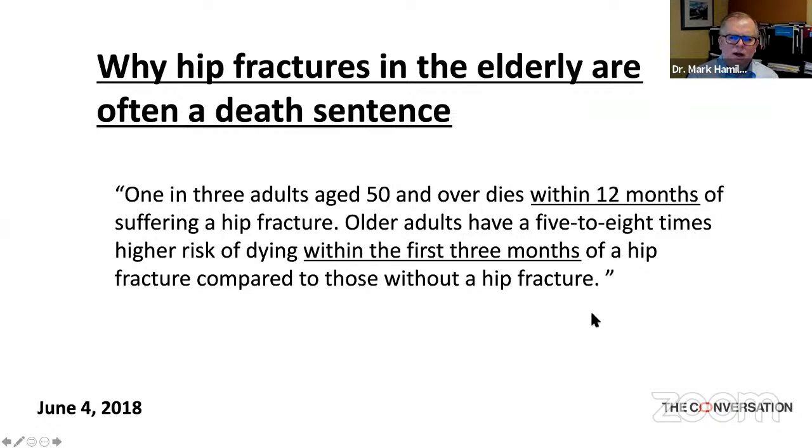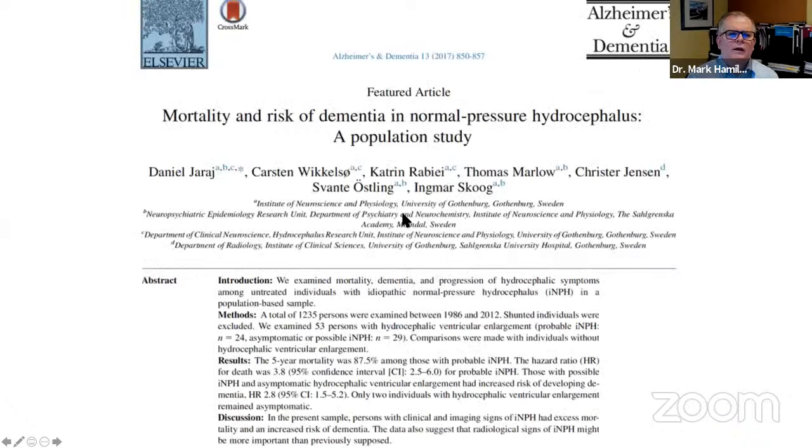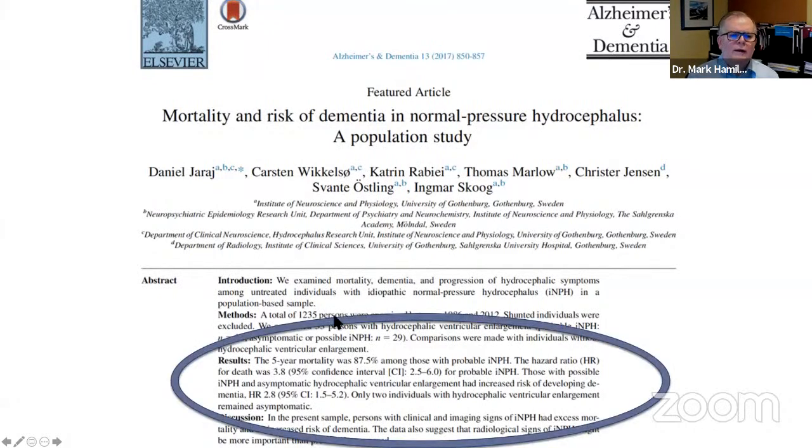Falls can result in hip fractures. They occur more commonly if you have gait or balance issues. They increase morbidity and mortality quite significantly. This is a brief paper from Karsten Mieszko's group, and it looks at the risks of mortality and risk of dementia in a normal pressure hydrocephalus population. They looked at a population of about 1,200 patients. They had a group of patients who had probable and possible iNPH.